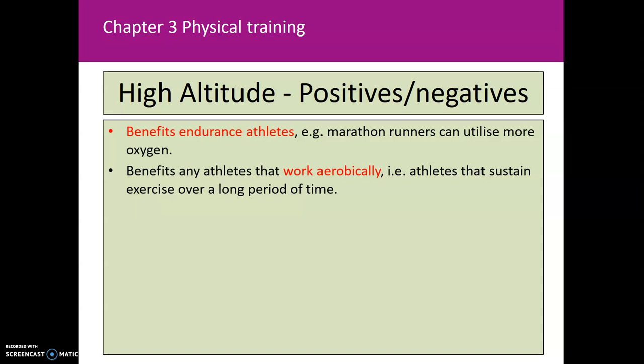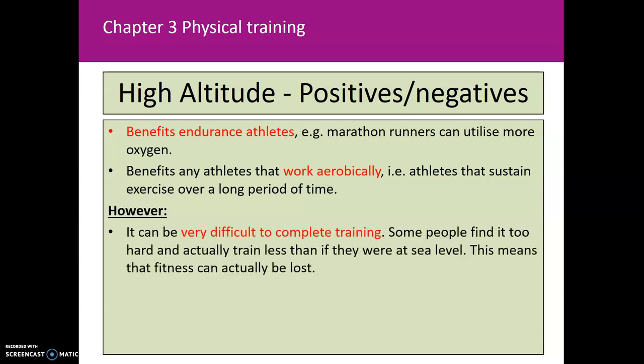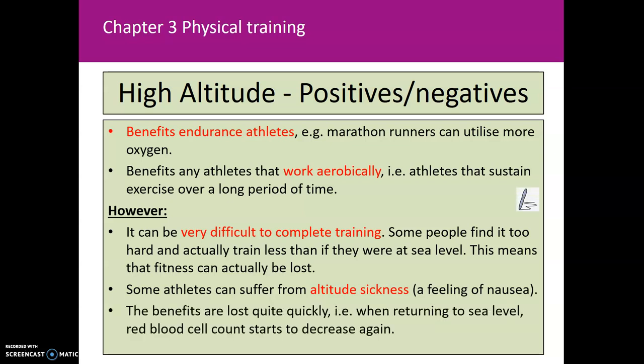Not only that, it says there it benefits any athletes that work aerobically, athletes that sustain work for a long period of time. But obviously the disadvantages of altitude training is that not everyone can access it. So it's difficult to complete the training itself. Okay, some people find it too hard, due to those high demands on our lungs. And also it can cause things like altitude sickness, might make us dizzy, a bit nauseous. And ultimately, it's an expensive type of training.